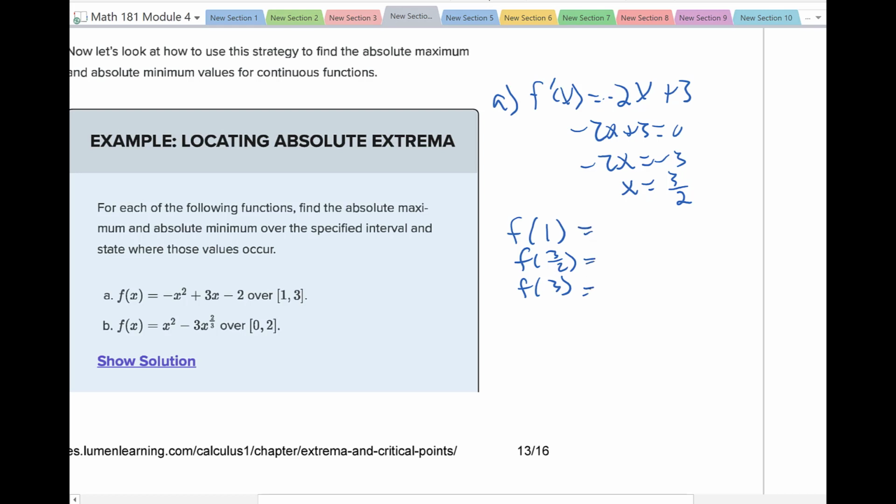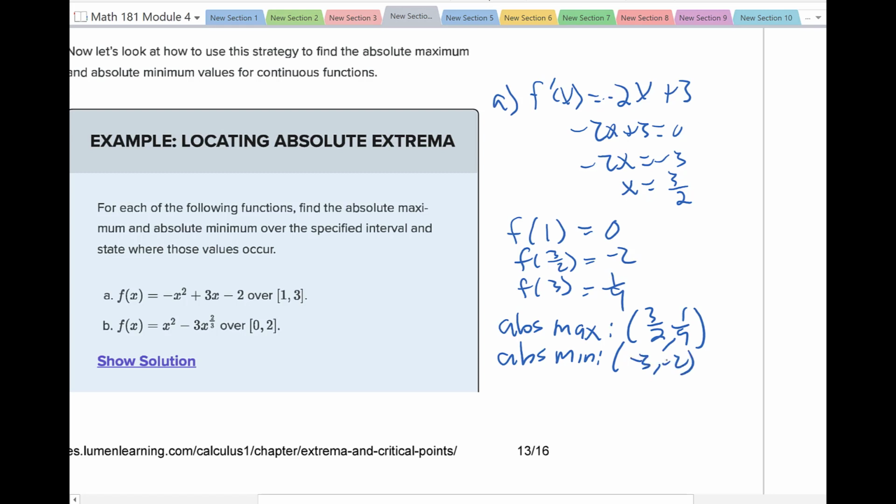So let's see what I have here. I found f of 1 to be 0, f of 3 halves to be 1/4, and f of 3 to be negative 2. So our absolute max is at 3 halves, 1/4, and our absolute minimum is at 3, negative 2. And that's it.